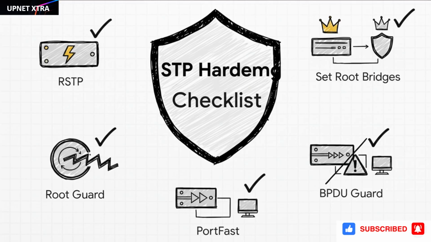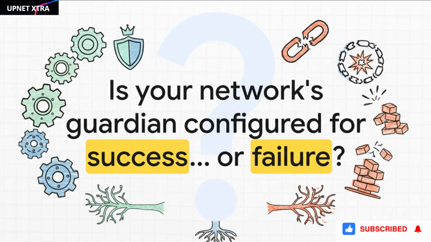Then, you've got to harden your defenses. Enable Root Guard on ports pointing to switches outside your control, and enable BPDU Guard on all your user-facing ports. And here's a final pro tip. You can enable a feature called Port Fast on those user ports so they connect faster, but always, always use it with BPDU Guard.